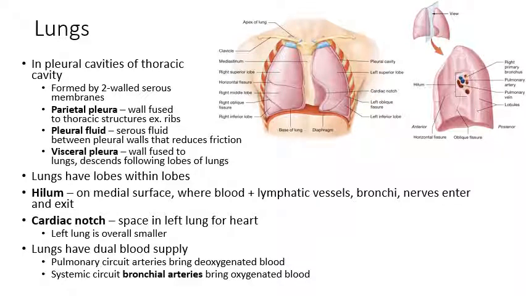So first you have the pulmonary circuit arteries that bring deoxygenated blood into the lungs, and then pulmonary circuit veins that carry oxygenated blood away from the lungs to the heart. But then you also have some systemic circuit arteries that bring oxygenated blood into the lungs to supply them with nutrients. Those would be called the bronchial arteries. So remember the difference between bronchial arteries and pulmonary circuit arteries.